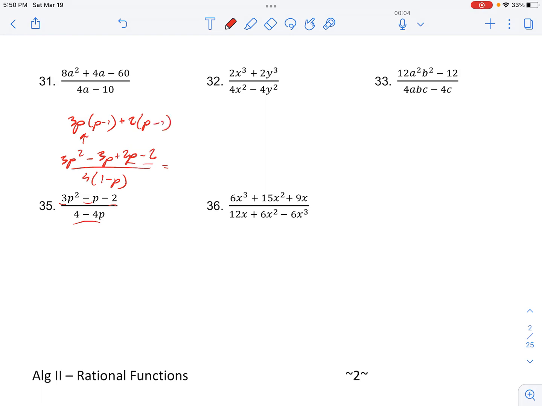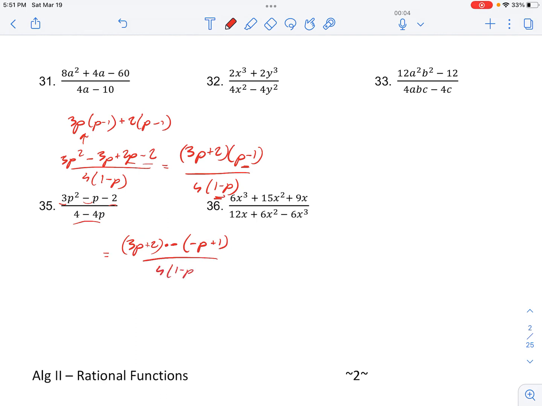So the numerator can be factored to a 3p plus 2 times p minus 1 all over 4 times 1 minus p. And these two terms here are very similar, where they're just multiplied by a negative. So we can pull out a negative in the numerator to make this 3p plus 2 times a negative, just pulling out a negative from the p and a negative from the 1, it leaves us with a plus 1, all over 4 times 1 minus p.